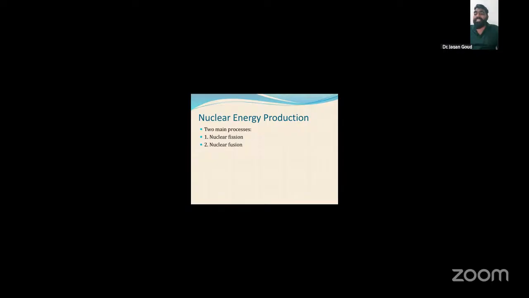Conditions required for fusion. Fusion requires extremely high temperature, around 100 million degrees centigrade, high pressure, and sufficient confinement time. These conditions allow nuclei to overcome electrostatic repulsion. Methods of fusion confinement: magnetic confinement uses strong magnetic fields, for example Tokamak reactors, and inertial confinement uses lasers to compress fuel pellets.